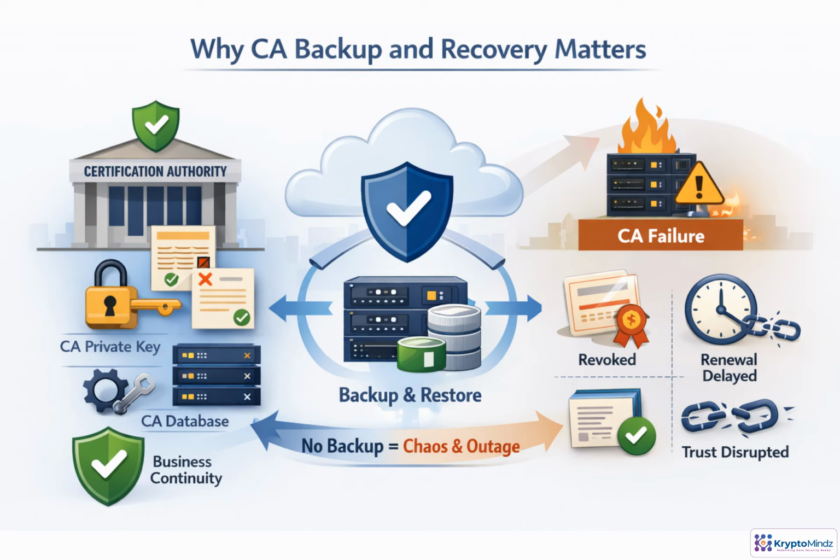Certification authority is the root of trust for your entire PKI. If you lose it without a backup, you can't sign new certificates, publish CRLs, or process renewals and revocations. The private key, the CA database, and the configuration all work together. Losing any one of them breaks trust. Solid backup and recovery planning keeps certificates flowing, shortens outages, and prevents widespread application and user impact.